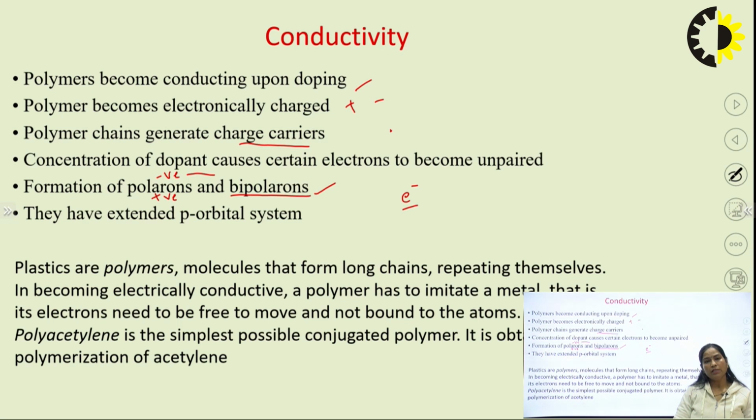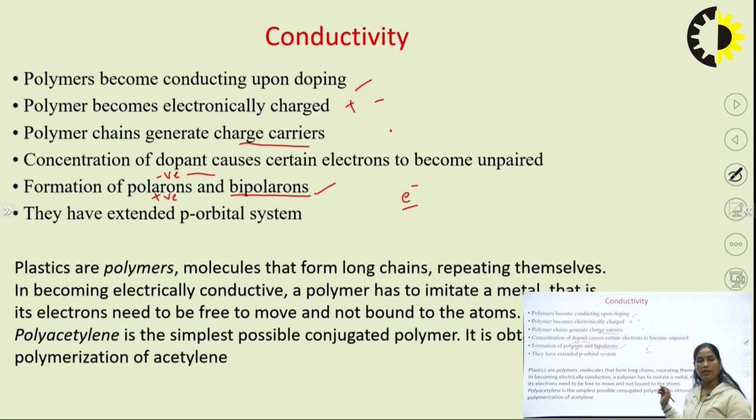There are various plastics which are polymers. They have long chain repeating structures, and they become electrically conducting and imitate a metal. It means their conductivity is just like a metal. One example of this is emeraldine, which is actually polyaniline. Commercially, it is known as emeraldine, which is also known as a synthetic metal because its conductive nature is just like a metal. So metal is a good conductor.